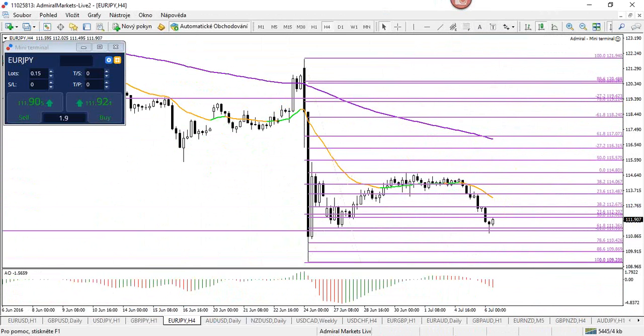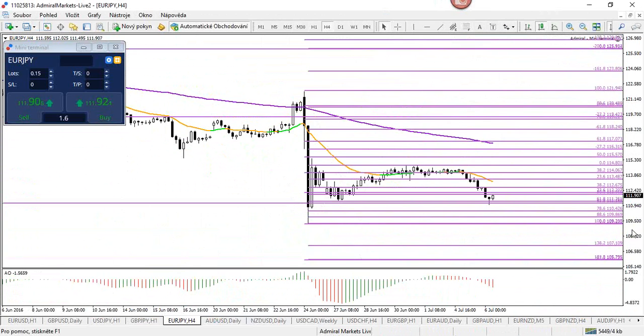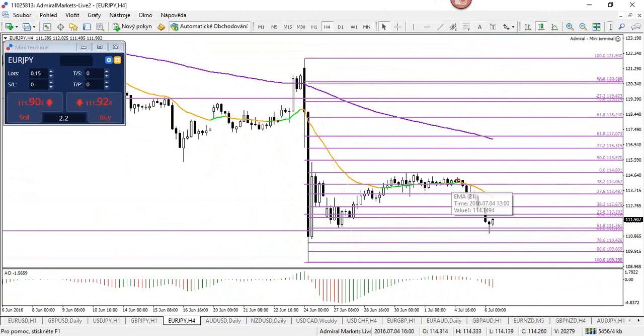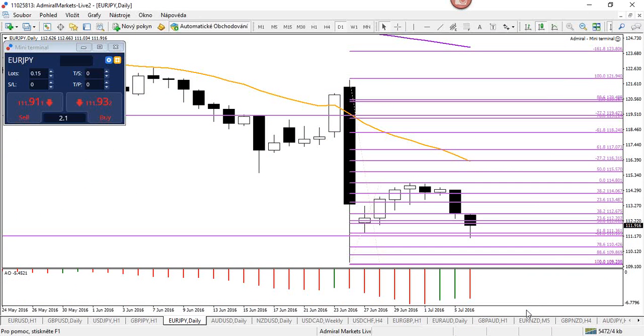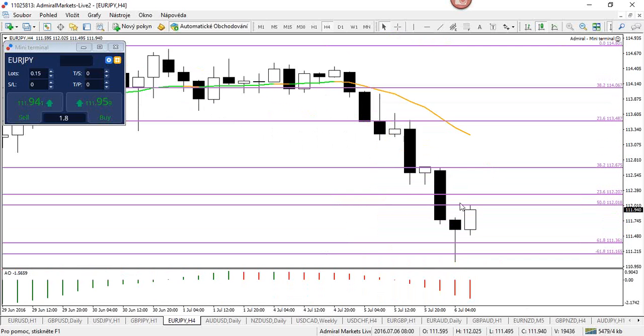So I was a bit aggressive with my target at 107, breaking this bottom. But yeah, I had a great reward to risk, 10 to 1 from here. And at this point, I might consider moving the stop loss to above this high here, locking in some profit at least.